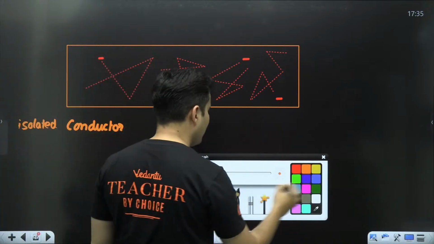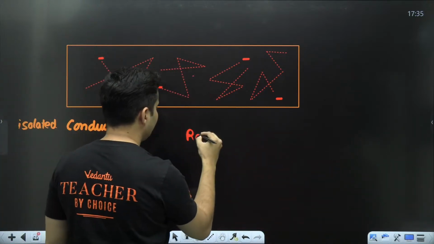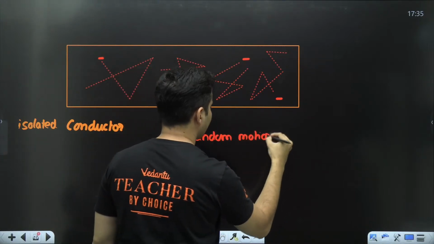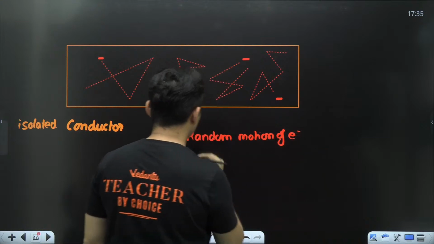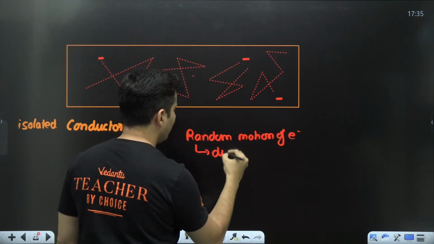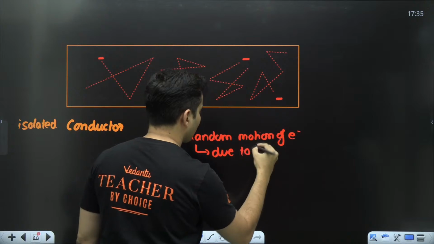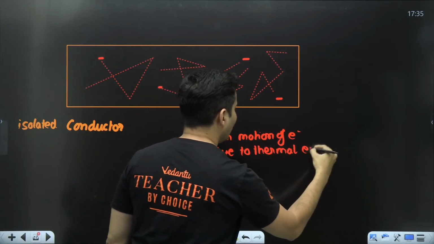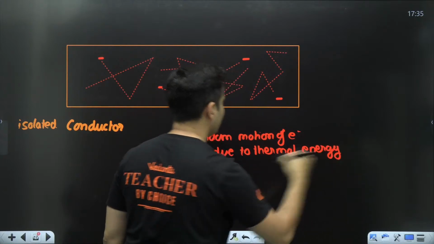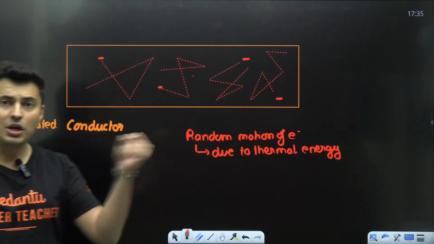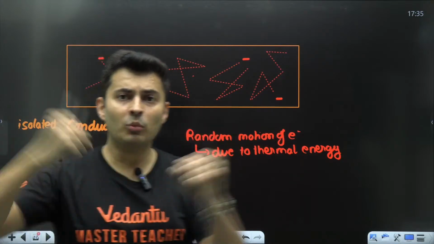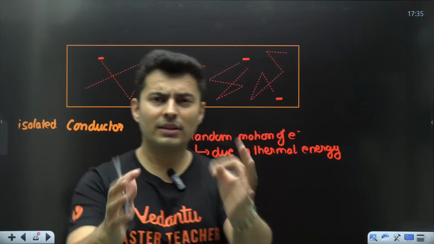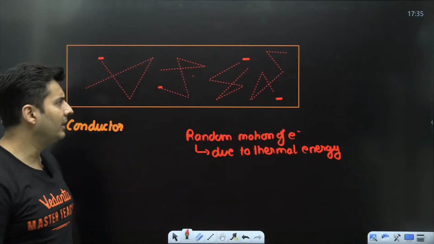So this is basically the random motion of the electrons, and this is due to the thermal energy. If you increase the temperature, the number of collisions, the speeds, etc. will change. More atoms will vibrate, more electrons will be knocked out, their speeds will increase, collisions will increase. So that is the thermal energy of that conductor.